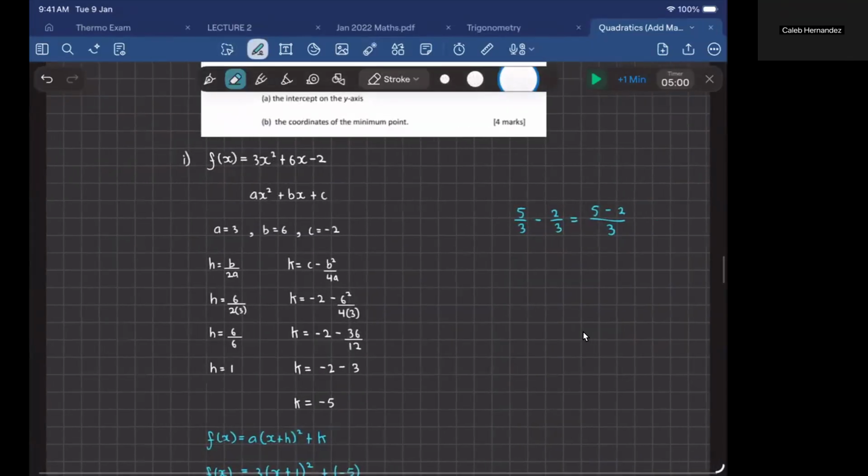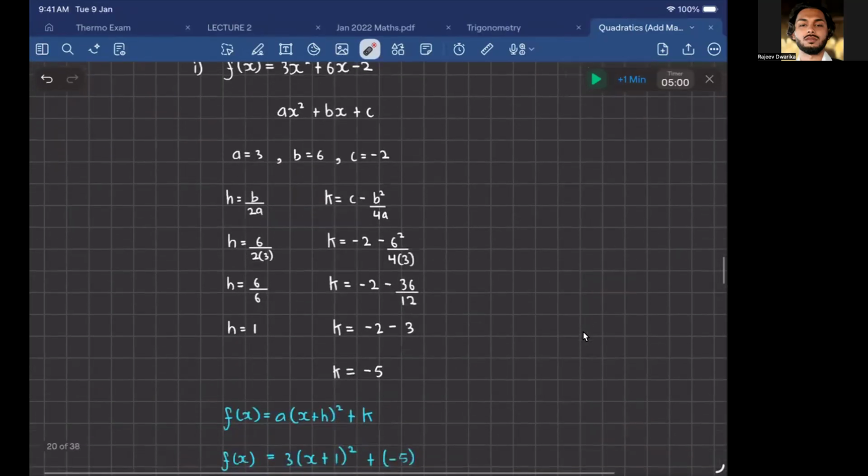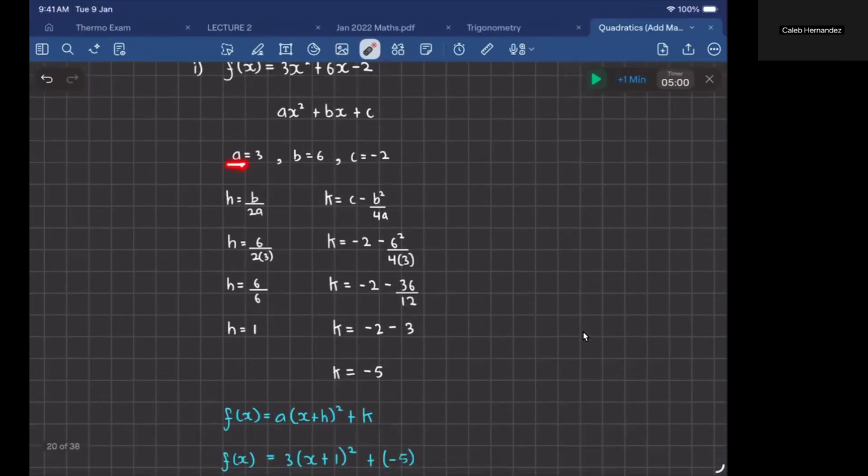All right. So now that you understand that, you're okay with the formula for H, and you learned it as B over 2A as well? Yeah. Okay, great. So B over 2A is H, and C minus B squared over 4A is K. All right. So you know how to figure out what A, B, and C is? From there, you just plug everything in.